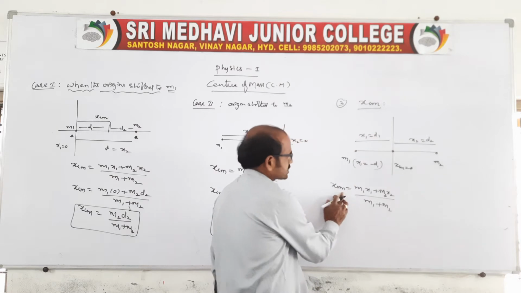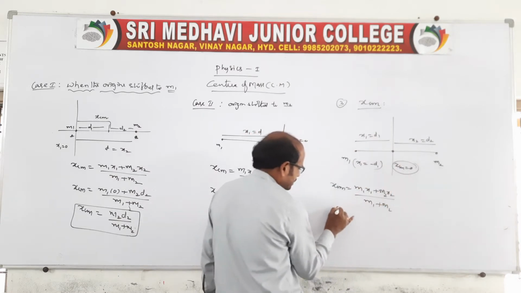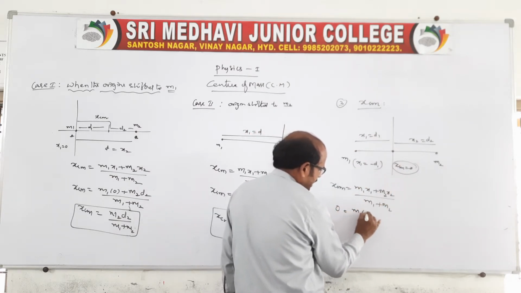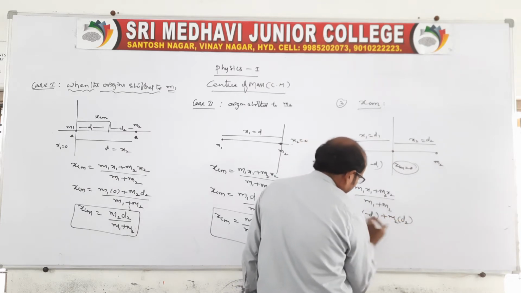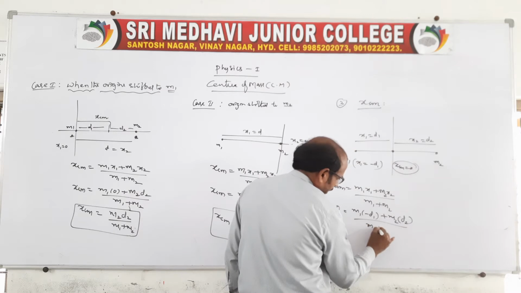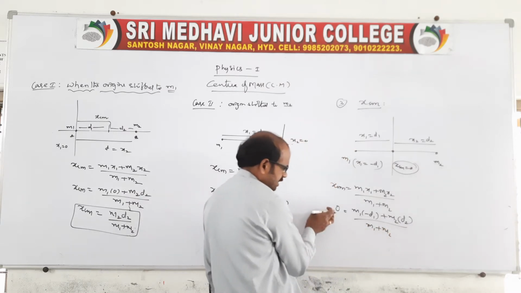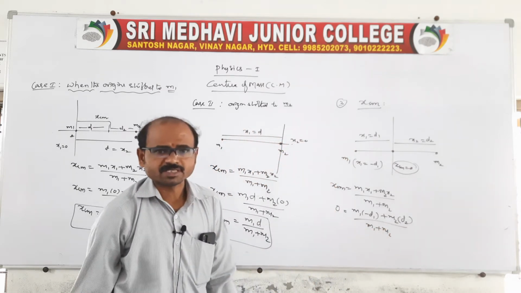So here xcm is of course 0. Substituting, it is equal to m1 times minus d1 plus m2, where x2 will be d2, by m1 plus m2. Now this m1 plus m2 you take to this side, therefore 0 into m1 plus m2 becomes 0.